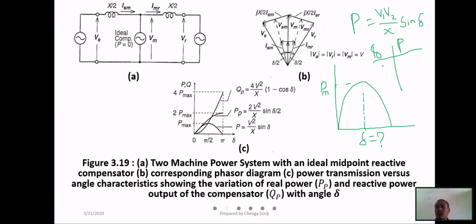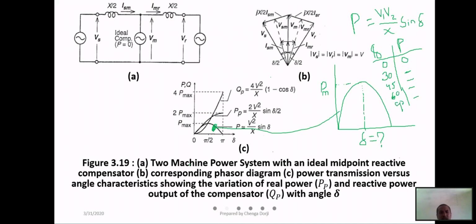When delta is 0, what will be the value of P? Sine 0 is 0. Then at 30 degrees you will have something like this, then 45, 60, then 90. So you will get this, and when you plot, you will get this graph. This is the graph. Okay.